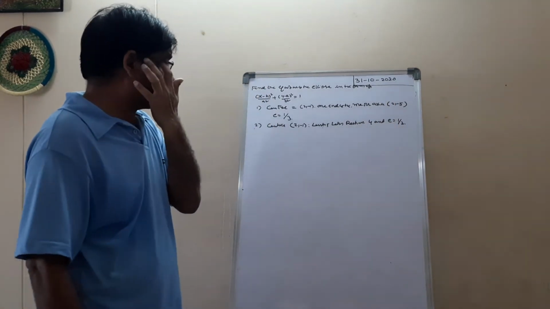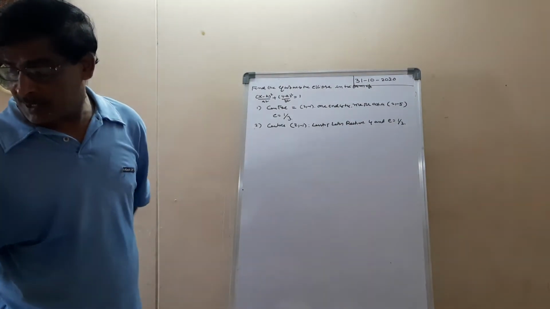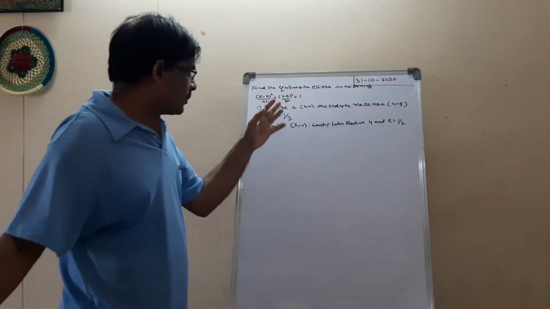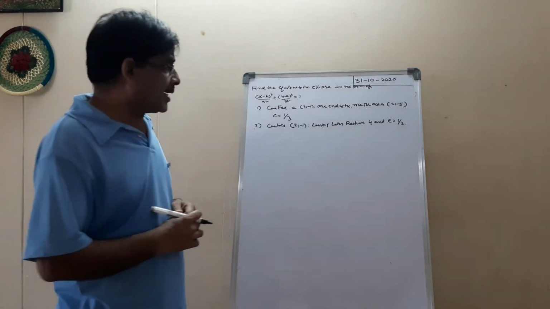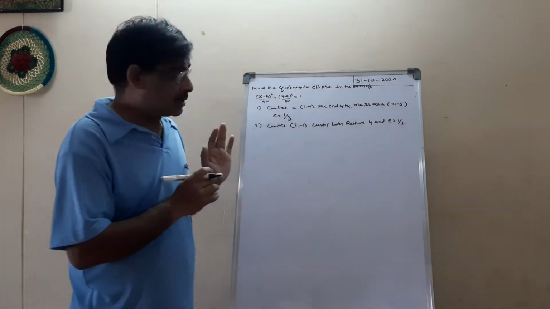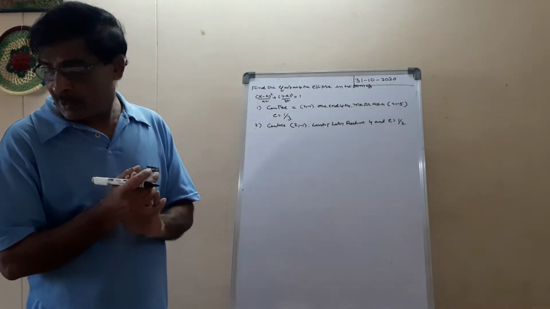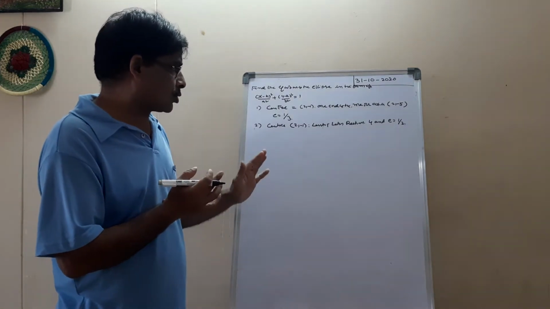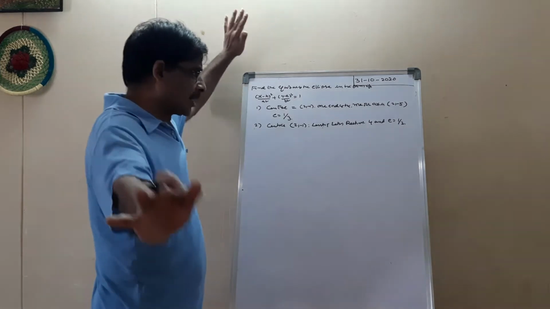See, once again, let me read the problem. Find the equation of the ellipse in the form of (x minus h) whole square by a square plus (y minus k) whole square by b square equal to 1. Center equal to (2, minus 1), one end of the major axis (2, minus 5), eccentricity 1 by 3. Then center (2, minus 1), eccentricity 1 by 2, and the length of the latus rectum equal to 4. Okay, if everything is okay.